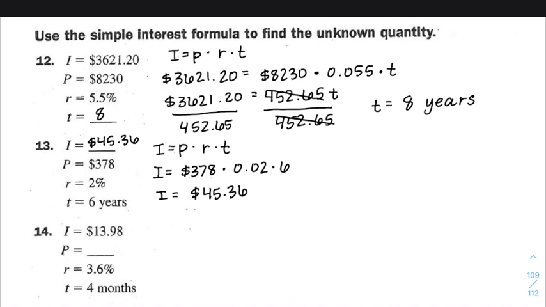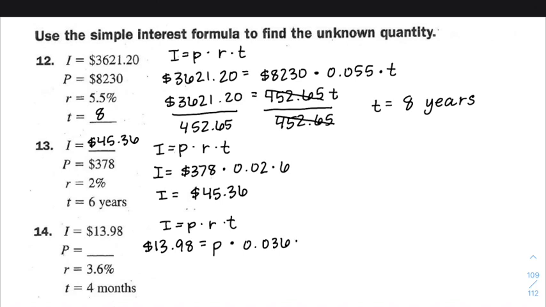On number 14, we're solving for the principal amount. I'm still going to start by writing my simple interest formula out. This time, because I know the amount of the interest, I'm going to substitute it in for I. The amount of interest is $13.98. I don't know my principal amount, so I'm going to leave my variable P in my formula. The rate is 3.6%. In decimal form, that's 0.036. And the time is 4 months.